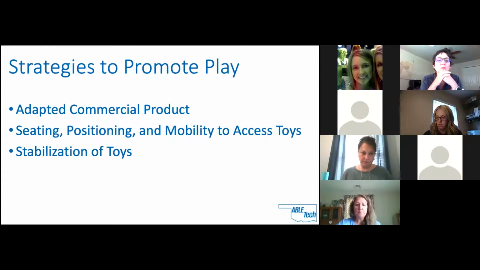So the strategies to promote play are going to be, how do you adapt commercial products? How do you use what you already have within the home? Toys are expensive, and lots of people can't afford to buy adapted toys because those are an additional expense, and they don't come cheap.